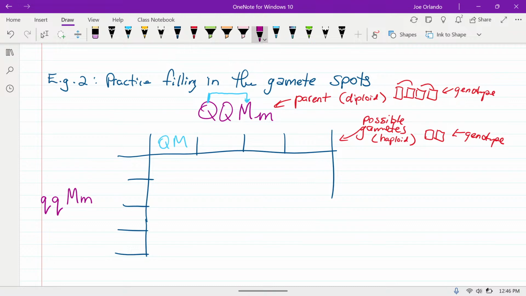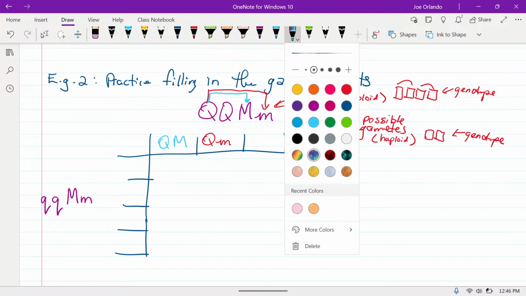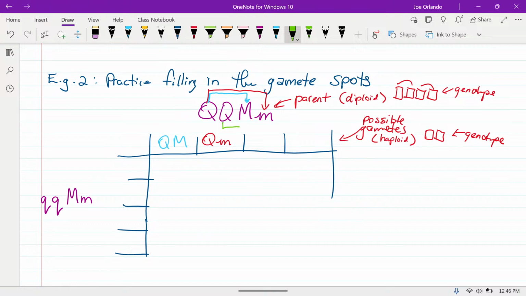What's the next possible combination? What else could big Q end up with? It could end up with the little m, right? And then we're going to get some repeats here, and sometimes you get some repeats. So the other thing is the other big Q could end up with big M. Now, that's the same genotype as this one. It got it by a different way. This is mom's big Q with mom's big M. This is dad's big Q with mom's big M. But that's okay. It still works.